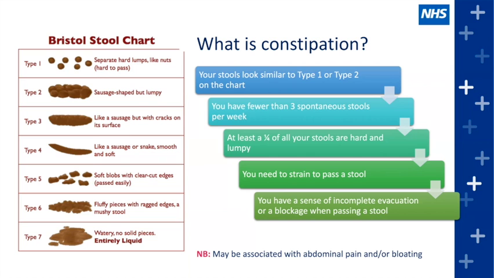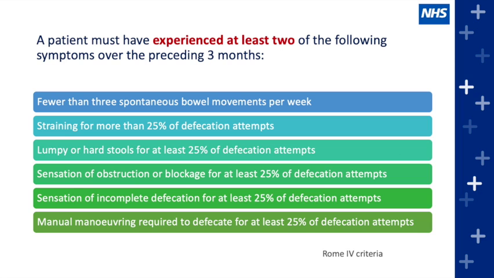Constipation can be where your stools look similar to types 1 and 2. You're going 3 or fewer times per week spontaneously without taking a laxative. A quarter of your stools are hard and lumpy, and quite often an experience that people have is that they go to the toilet, but then they still have the feeling that there's something there and they might or might not need to go again.